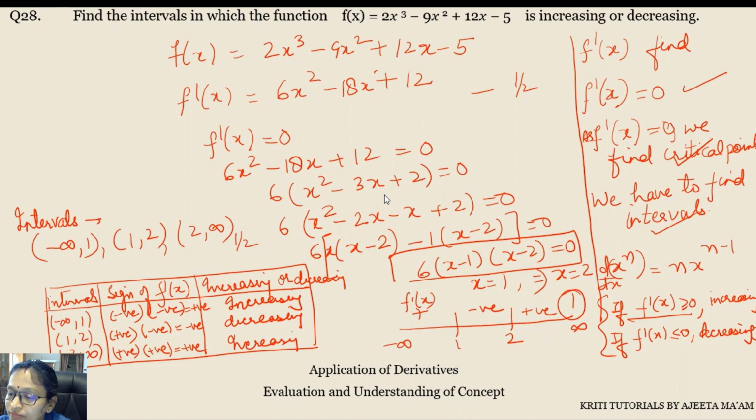Clear to all? Remember the steps. It will help you a lot. Without making mistakes, you will be able to get full marks. And 1 mark will be for this final answer. Right? So let's move on to the next.